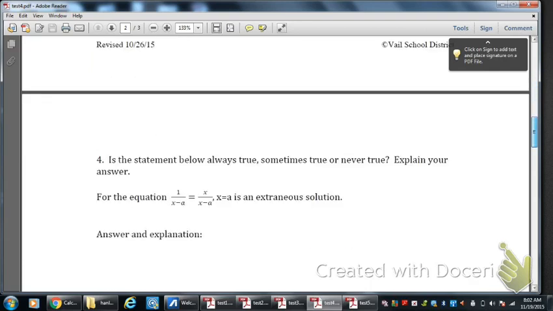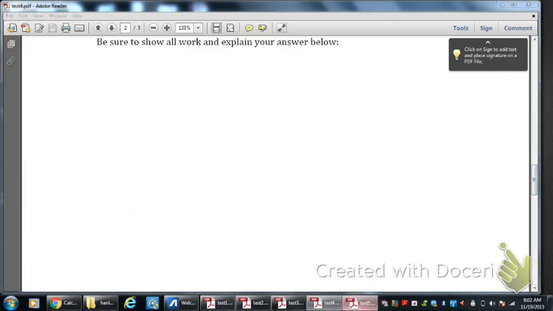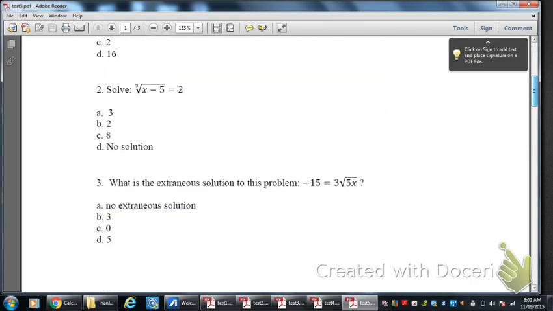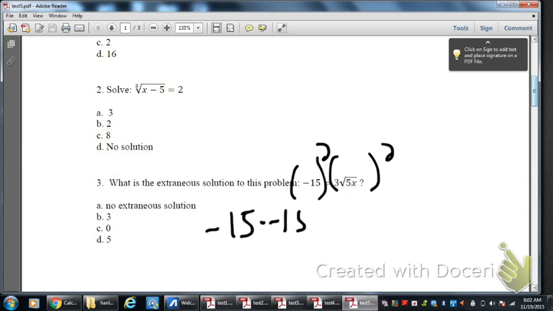Okay, so I'm going to skip all that. Again, these are really easy. The whole point is you just have to remember to check your answer when you're done. So watch this. I'm going to square both sides here. That means I multiply it by itself. So negative 15 times negative 15.